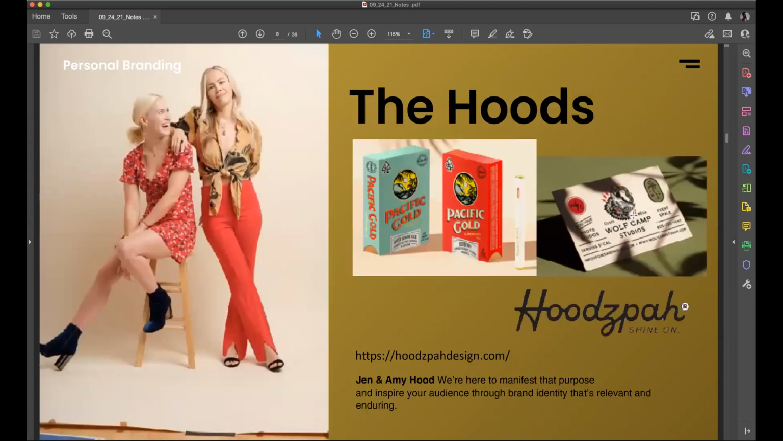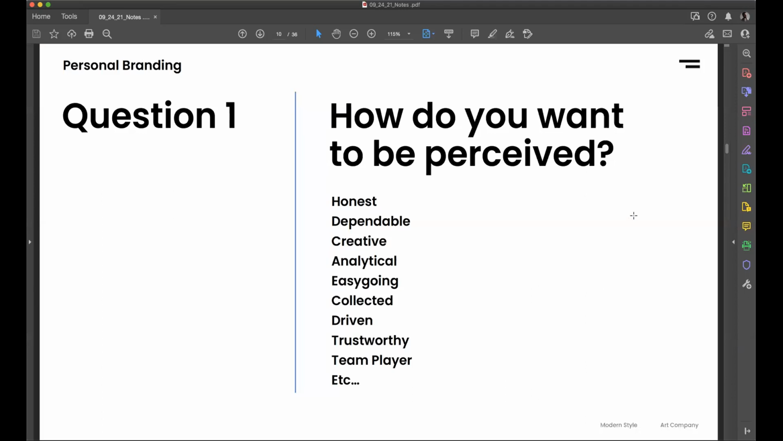Jen and Amy Hood have done a great job as well. Their beautiful hand lettering Chutzpah Design is their agency name, but you can see it reflects in all of their work too, and their personality. They take great photos and pictures of themselves and their agency and their work. So their brand across social media, on LinkedIn, on Instagram, on their website is so consistent because it's really who they want to be. And it really describes them as brand identifiers and hand letterers.